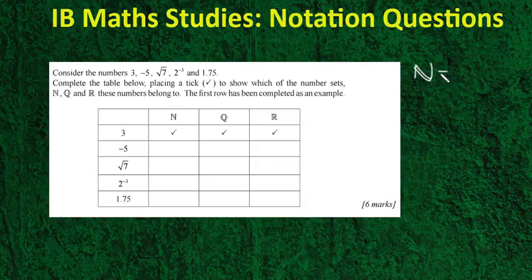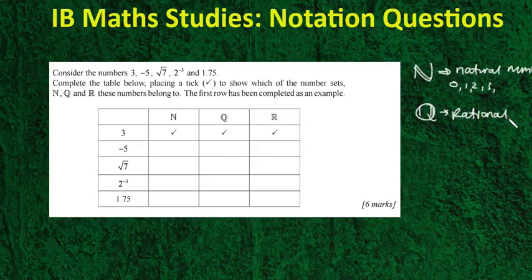So we have our N, which is our natural numbers. Now remember, our natural numbers are our counting numbers, 0, 1, 2, 3, etc. So they're whole numbers starting from 0. We have our Q, which refers to our rational numbers. So remember, they're numbers that can be written as a fraction. So things like 0.3, 5 tenths, 4, they're all rational. Basically, they're not irrational. And then we have our R here, which are our real numbers, which are basically any numbers that can be placed on the number line.